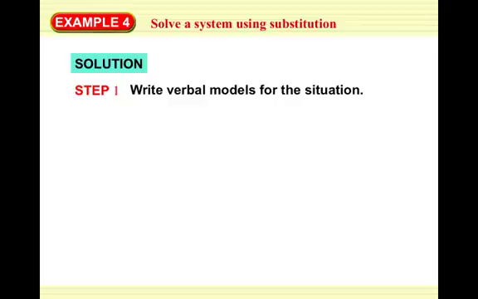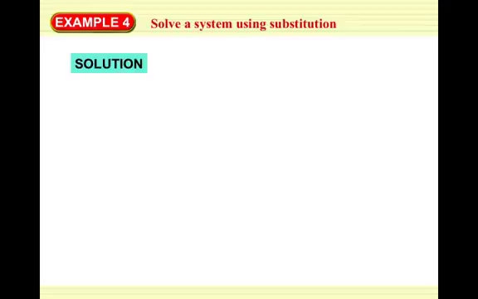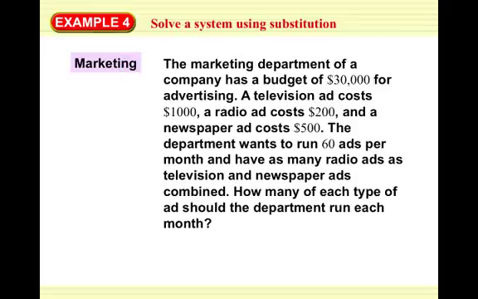All right, we're going to write verbal models for this situation. So let's see, TV ads plus radio ads plus newspaper ads equals total ads. And we know that's an important equation because they tell us that they want to run 60 total ads. Well, each TV ad is going to cost us $1,000, so 1,000 times the number of TV ads, plus each radio ad will cost us $200, so 200 times radio ads. Each newspaper ad will cost us $500, so plus 500 times newspaper ads equals the monthly budget. So that's going to equal $30,000.